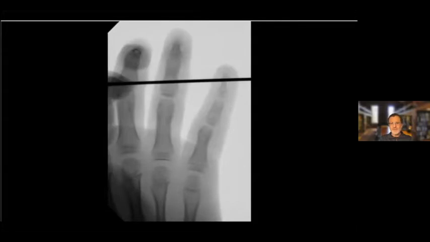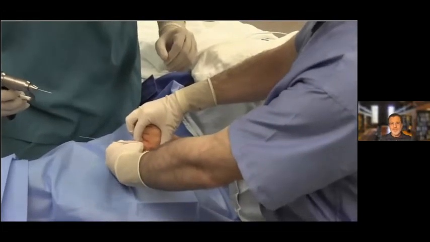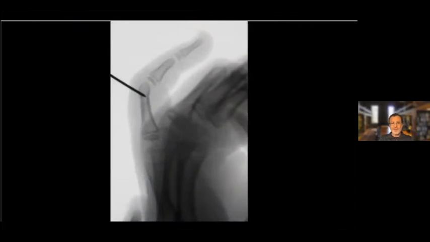I'm going to show you a video, which hopefully will play. There's our phalangeal neck fracture. You can see a slight coronal deformity. Here I am performing the osteoclasis and then the reduction. And you can see now we have an anatomic reduction.